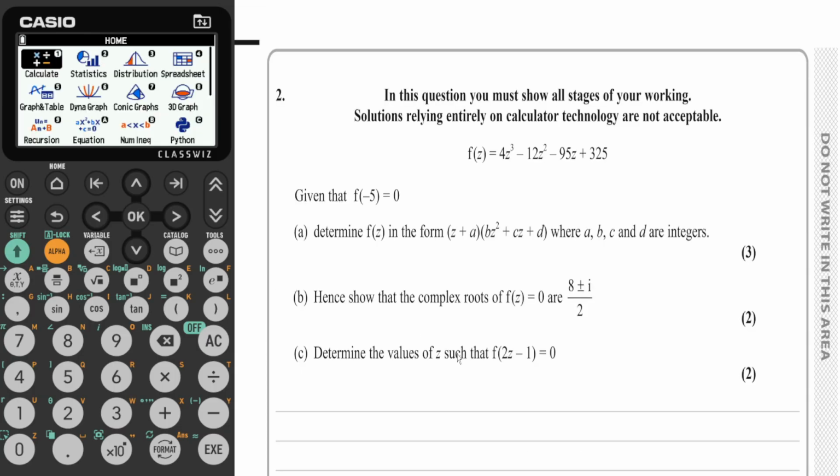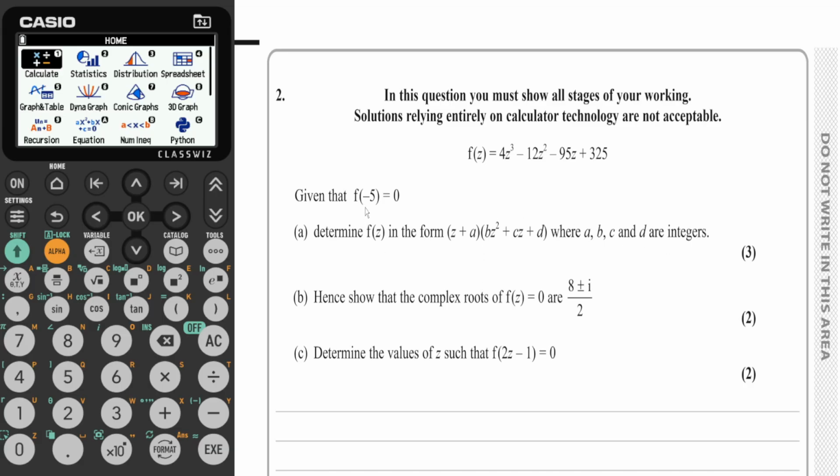Question number 2. f of z is given by 4z cubed subtract 12z squared subtract 95z plus 325. Given that f of negative 5 equals 0, part A, determine f of z in the form (z plus a) multiplied by (bz squared plus cz plus d), where a, b, c and d are integers.